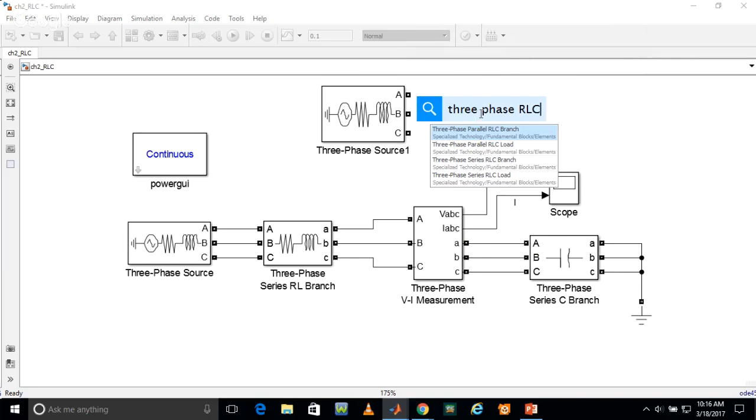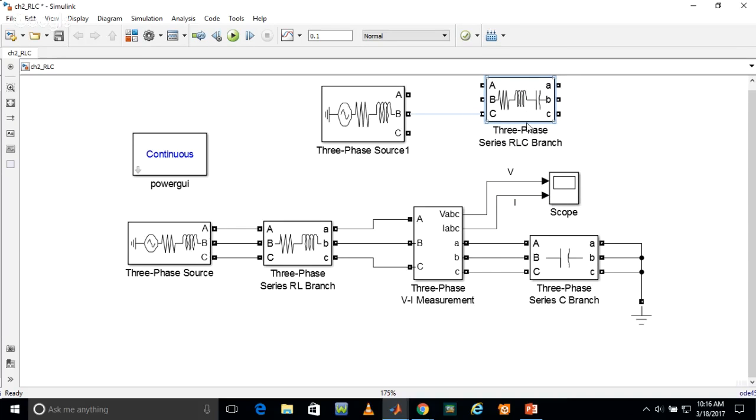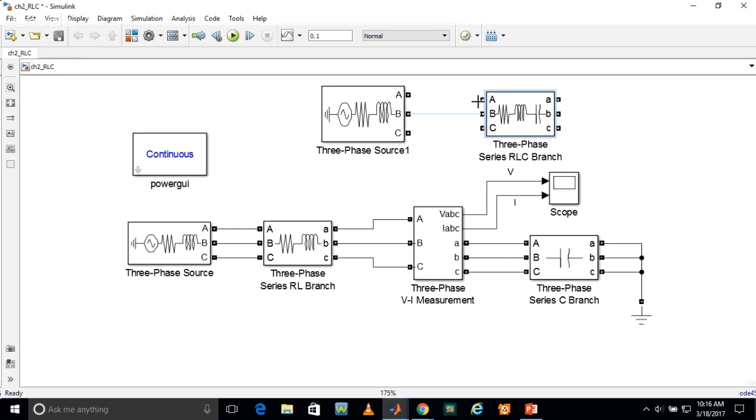Okay, as it is shown, it has four options: three-phase parallel RLC branch, three-phase parallel RLC load, three-phase series RLC branch, and three-phase series RLC load. We need a three-phase series RLC branch, so this is the third option. As you can see, this is the three-phase RLC branch, and we just have to connect it like this.